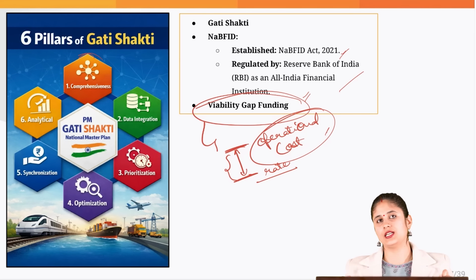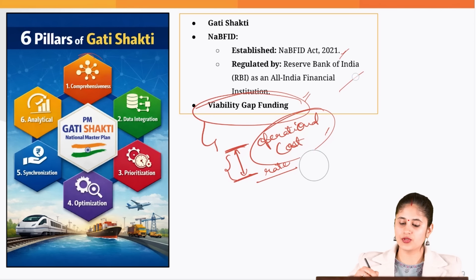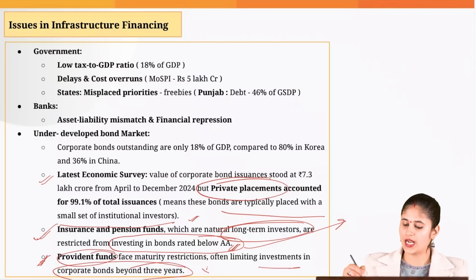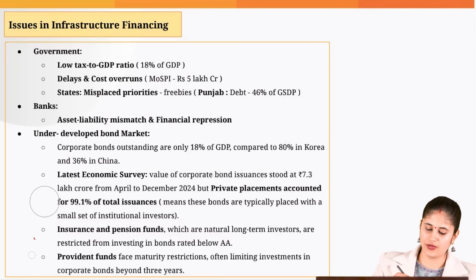Okay, so these are the initiatives that we have taken. Now, when it comes to writing the way forward, all you have to do is just reverse the issues that we discussed when it comes to financing for infrastructure.